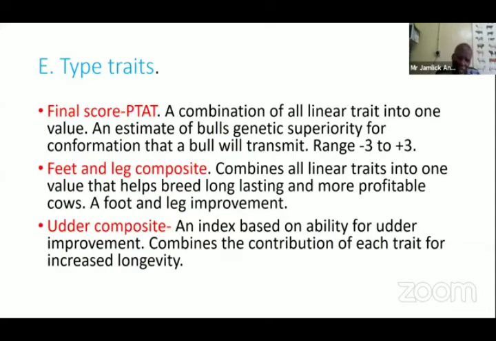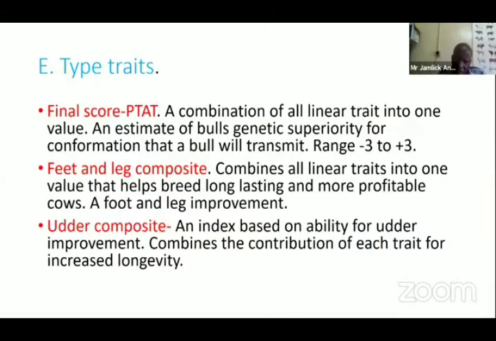Type: as I said, we have a final score, which is normally indicated in the catalogue as PTAT. It is a combination of all linear traits into one value, an estimation of the most genetic superiority for conformation that a bull will transmit. The range is -3 to 3, average 0. Therefore, when you find a bull with a PTAT of 0 and above, chances are that if you scan through all the linear traits, they could be all positive or just average. Unless you are interested in a very specific area you want to improve, let's say the udder, PTAT alone gives you a quick reference on whether to use that bull or not.